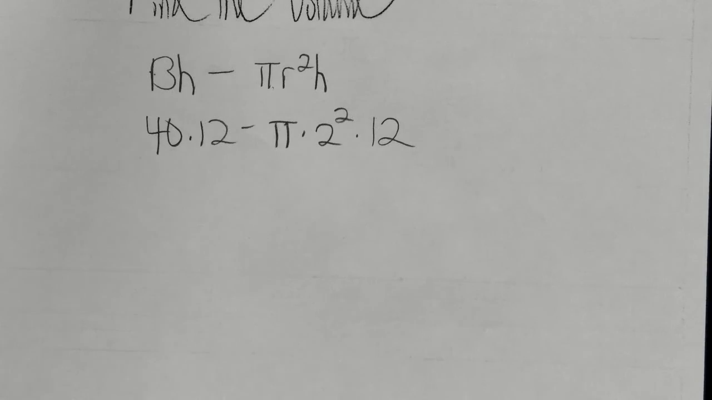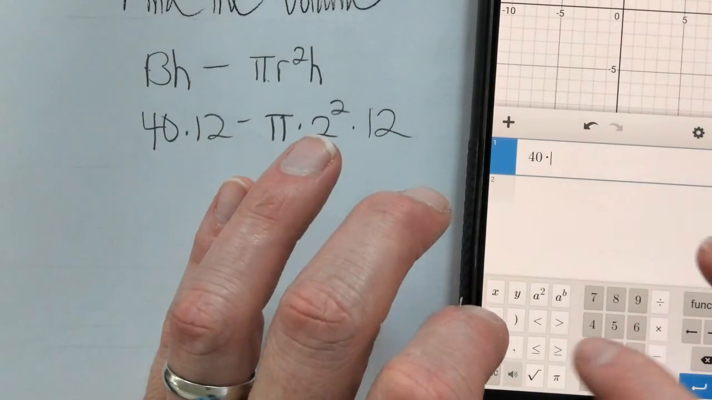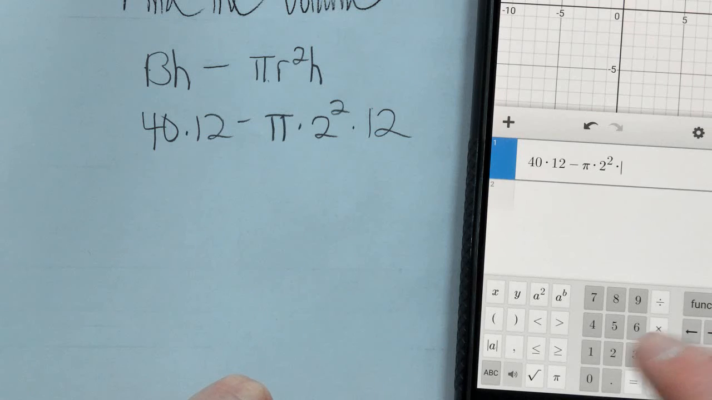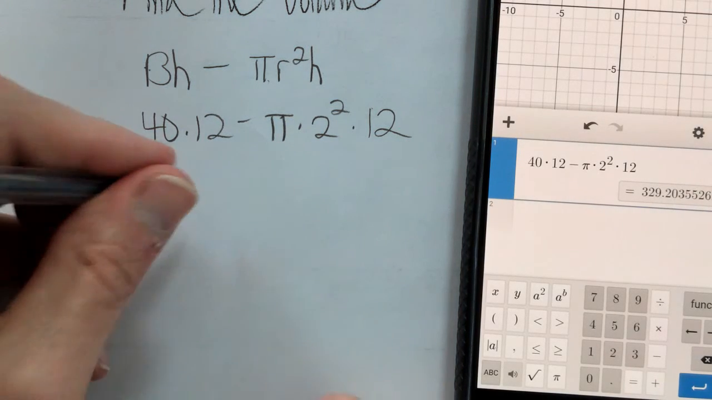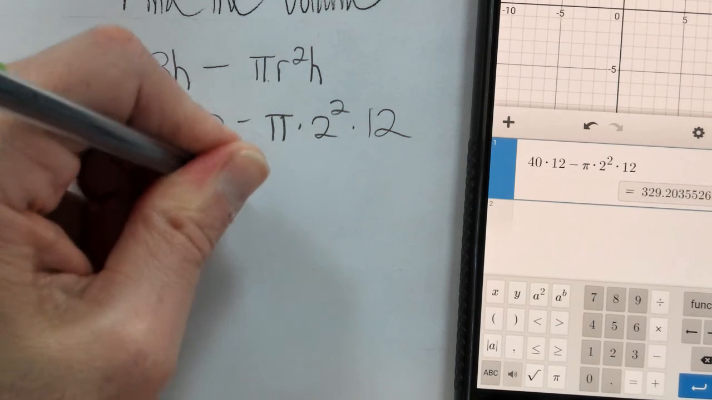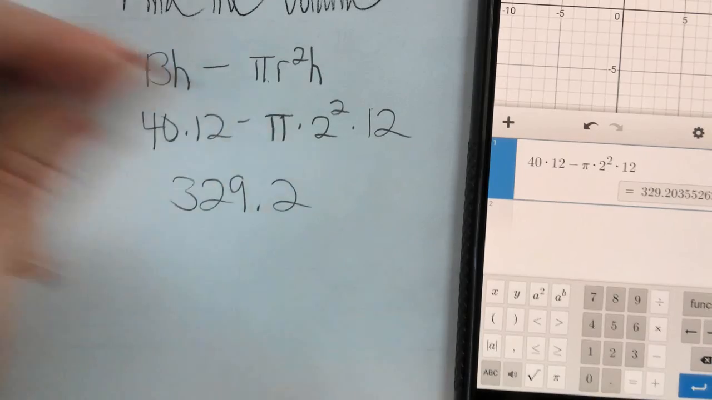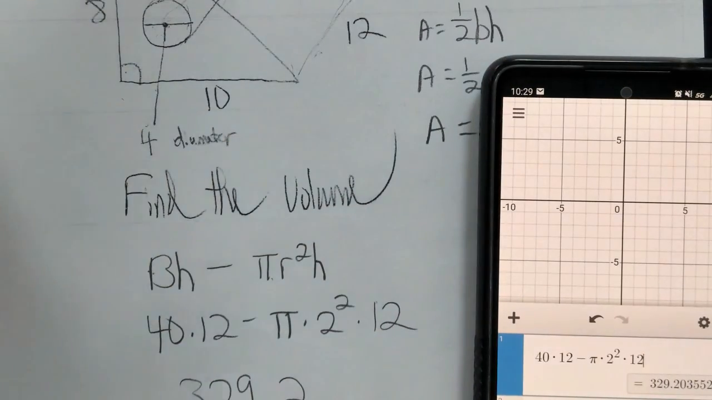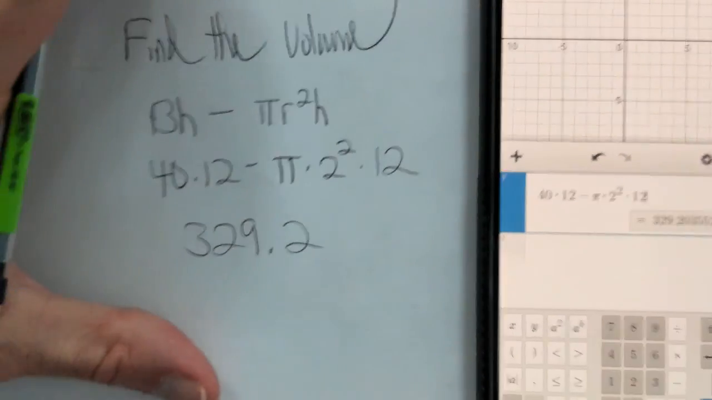We'll go to the calculator and let it finish it for us. So we'll go 40 times 12 minus pi times 2 squared times 12. And then we come up with our volume, 329.2, and then that's cubic inches, cubic feet, whatever the volume is. It's not specified here, so we'll just call it cubic units. All right?